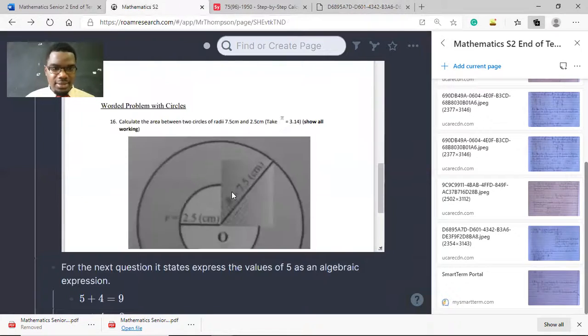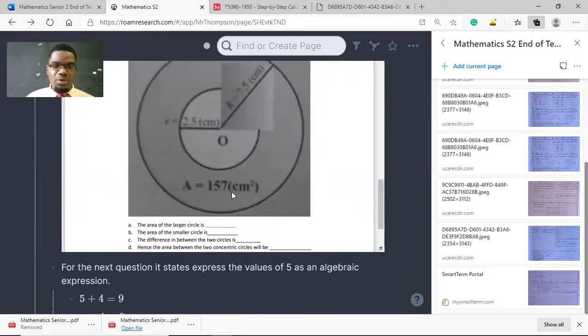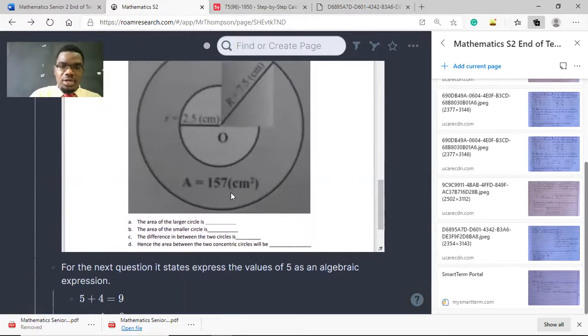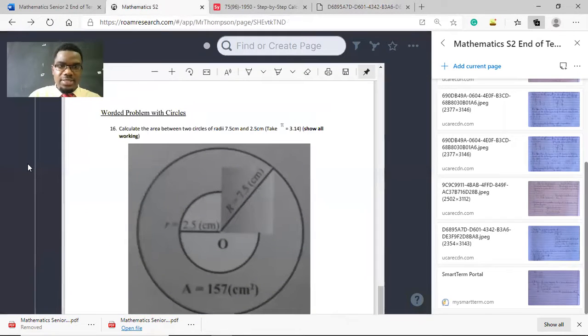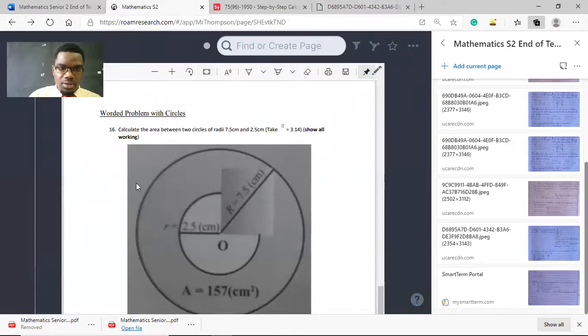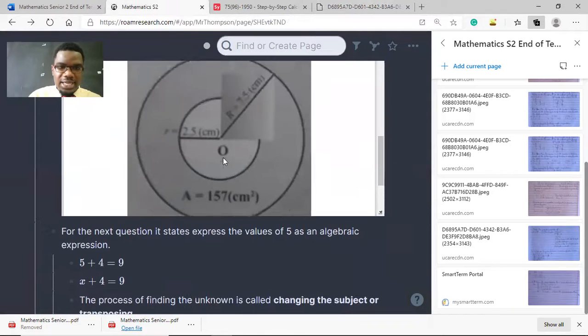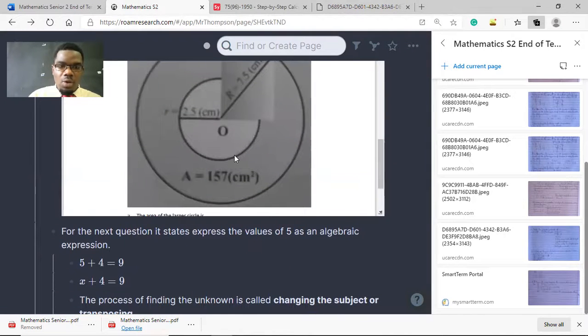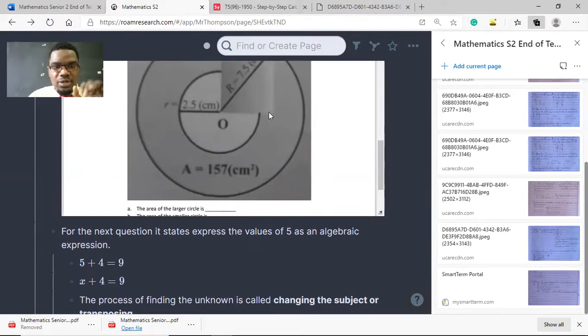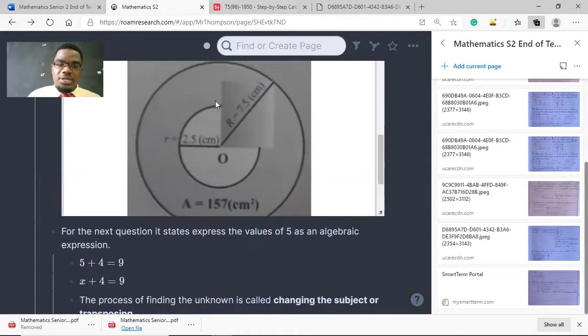And that's the length. The final question is where you critically think and try to understand what is being asked. So let me just guide you through quickly. All right, look at this one. It says the area of the larger circle. What would be the area of the larger circle? You would have to deduce from the diagram. The larger circle is going to be this region here.